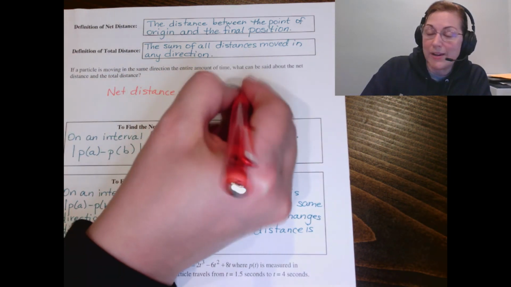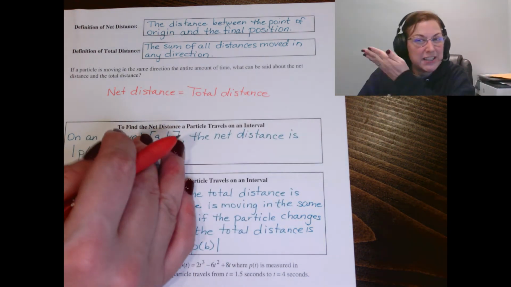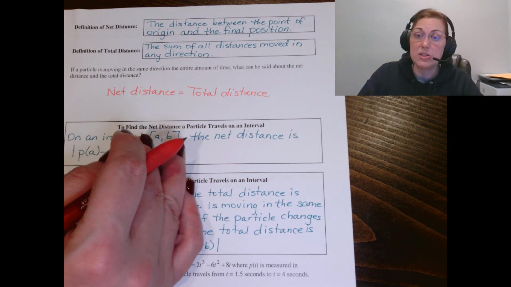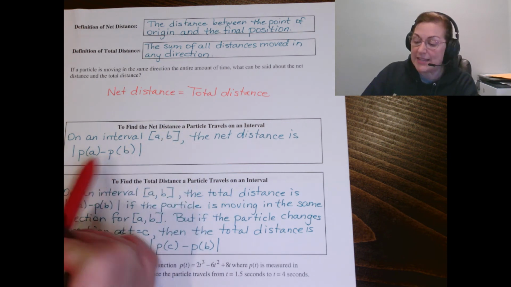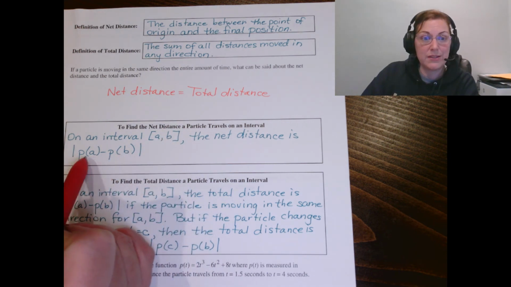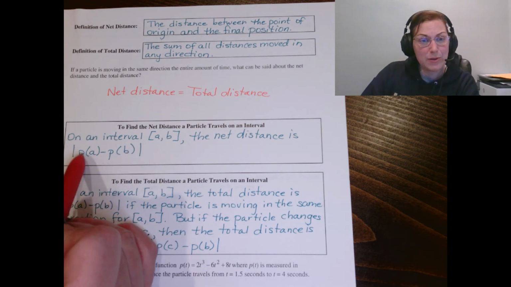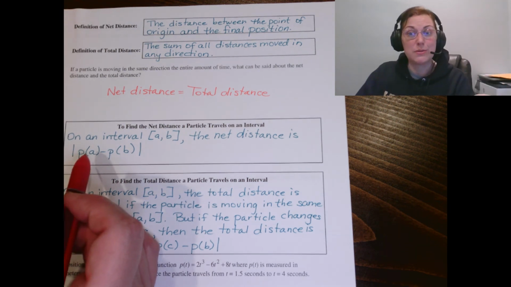That doesn't always happen, of course, but if the particle never changes direction, then the net distance would be the same as the total distance. How do we find that net distance? Like I said, starting point minus ending point. Why did I put the absolute values around it? Because a distance does not have direction with it.